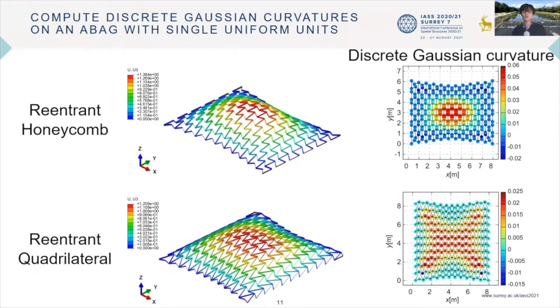Here, we show examples of curved surfaces and distributions of the discrete Gaussian curvatures on them. They are composed of single uniform reentrant units. The contours of surfaces represent the heights of nodes. Their discrete Gaussian curvatures have simple and symmetric distributions.